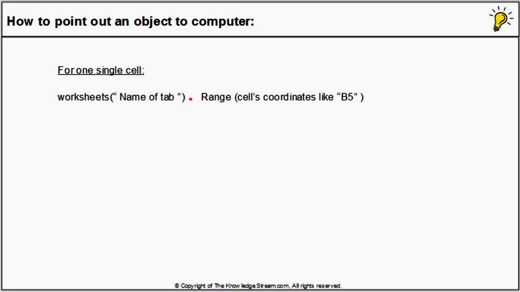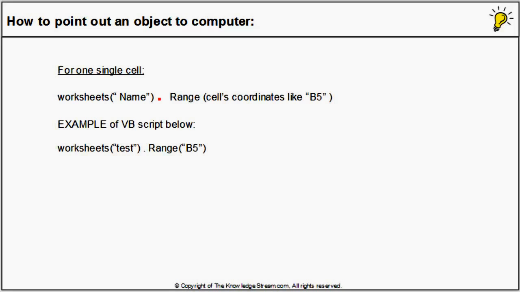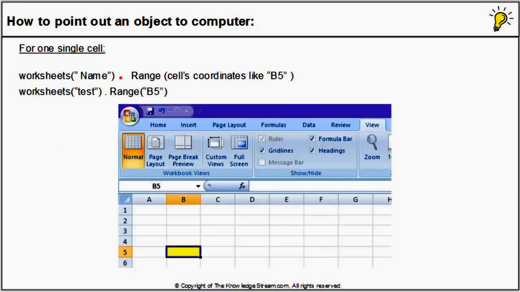An example of a VB script is given below. The script will point to the cell B5 as shown in the picture on the screen. The coordinates of the cell are also given in the top left hand box of Excel.